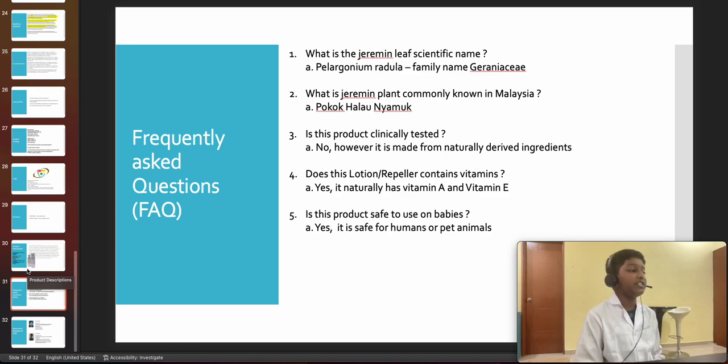Frequently asked questions. What is the Jeremin leaf scientific name? Pelargonium rhodiola. What is Jeremin plant commonly known as in Malaysia? Pokok halau nyamuk. Is this product clinically tested? No. However, it is made from naturally derived ingredients. Does this lotion repellent contain vitamins? Yes, it naturally has vitamin A and vitamin E. Is this product safe to use on babies? Yes, it is safe for humans and pet animals.